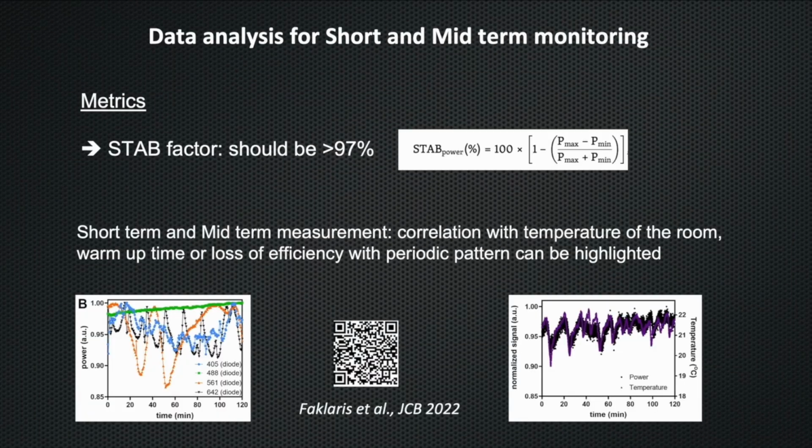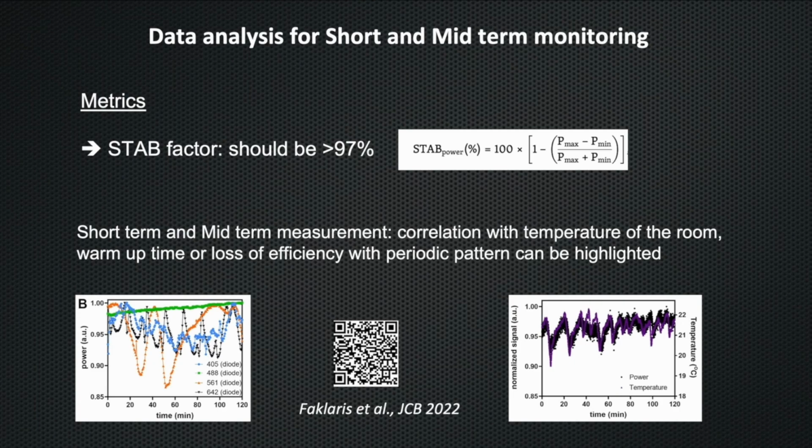The metric we propose to assess the source stability is the stab factor. It is used to weight laser amplitude deviations over time between 0 and 100%. The closer this value is to 100, the more stable the laser is considered to be. A limit value of 97% is experimentally defined.